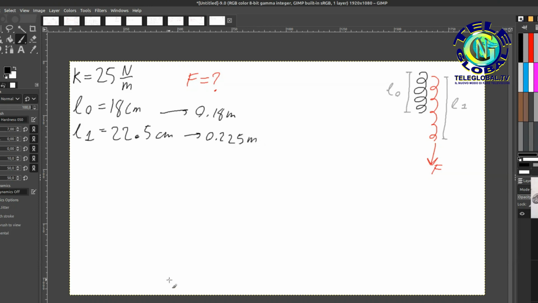Then I just subtracted them from each other to get the difference. So I got 0.045. Then I just multiplied by 25. I'm not sure if I didn't mix up anything. So it's 1.125 Newton. And that's right, actually. Good.